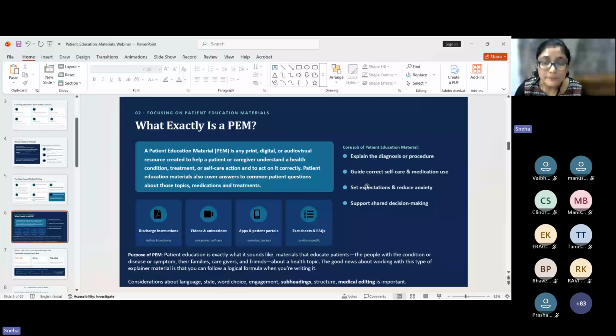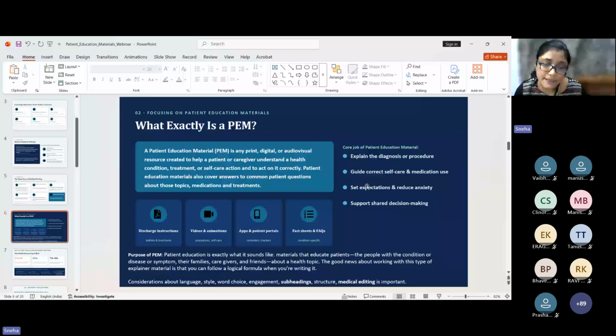What falls under patient education material? We have discharge instructions, which are a highly customized patient education material. Others include leaflets and brochures, videos and animations, videos showing procedures and self-care, apps and patient portals which give you reminders and trackers, and fact sheets and FAQs, frequently asked questions, which are condition specific. All these are examples of patient education material which keeps a patient updated.